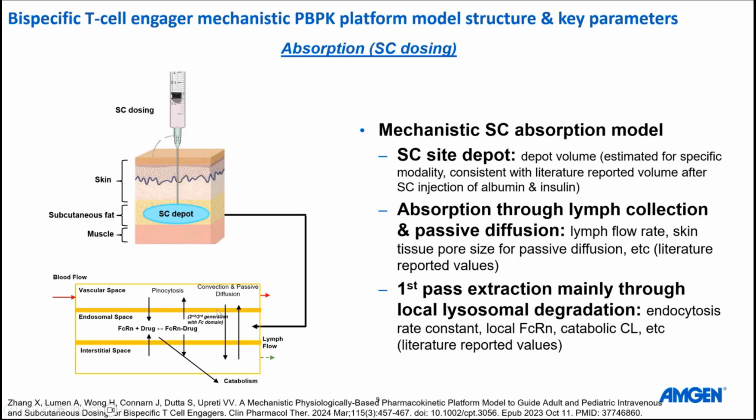This obviously is a relatively smaller amount, and that will directly go to the vascular space and to the systemic circulation. So the first pass extraction at the local area was assumed mainly through the lysosomal degradation, where the drug was taken up into the cell and then goes through catabolic clearance. So we used some internal available data set to parameterize this process.